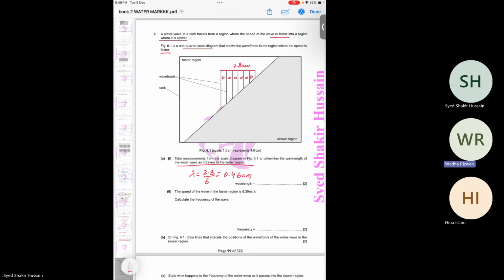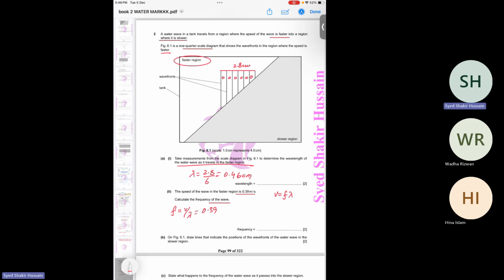Then the speed of the wave in the faster region is this. Calculate the frequency of the wave. So this is the faster region. You know the wavelength. You know the speed. You can find frequency. So what was the equation? Equation was V equals F lambda. You need F. F would become V upon lambda. V is 0.39 meter per second. Remember, 0.39 meter per second. And what you have calculated is in centimeter.